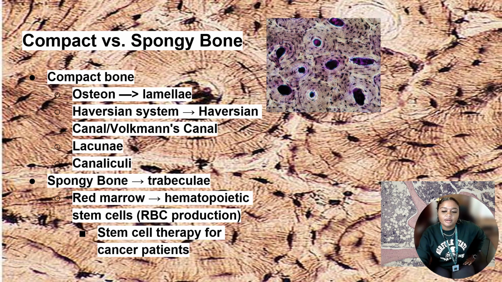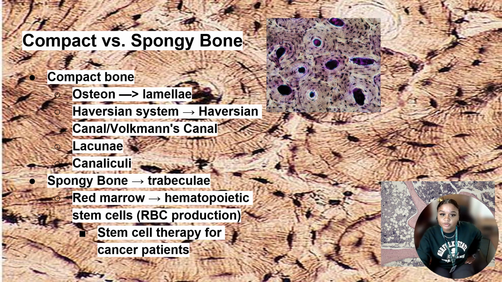Then you also have compact and spongy bone. Again, my camera's covering it, sorry guys, but you can see the spongy-like structures right there. And this is the compact bone right here. Biggest distinction: your compact bone has osteons, and you've got your lamellae and your Haversian system, which is your Volkmann's canal or Haversian canal. You've got your lacunae and canaliculi that surround it, and that's pretty much your osteon. This whole unit is an osteon.